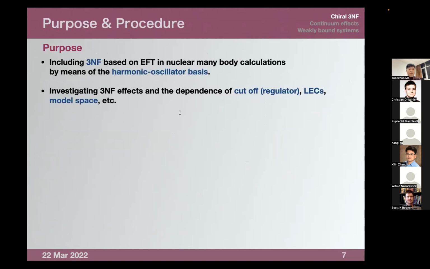So what we want is to express this three-nucleon force in the harmonic oscillator basis. Then they will become matrix elements which we can use. Once we have that kind of tool, we may have the ability to study its properties and its effect in finite nuclei.